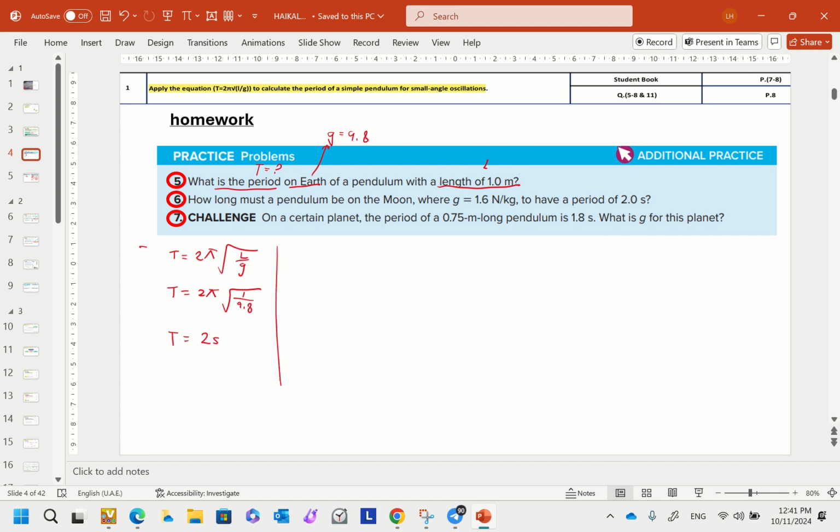For question 6, how long must the pendulum be? So he's asking for the length. How long will a pendulum be on the moon, where g is 1.6, so given g, and to have a period of 2 seconds, so given also is T. Using the same equation, 2 pi the square root of L over g, the period given is 2 seconds, 2 pi is the constant multiplied by the square root of L. L is the unknown and g is 1.6.